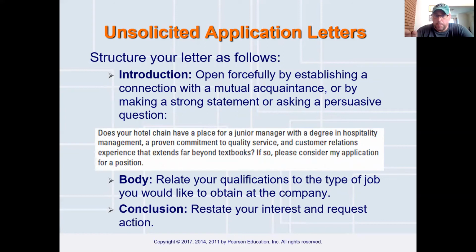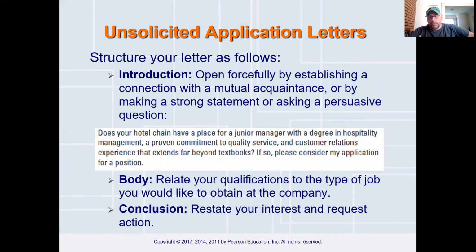Introduction: you want to make sure that you open forcefully by establishing a connection with a mutual acquaintance, if you have one, or by making a strong statement or asking a persuasive question. An example would be, does your hotel chain have a place for a junior manager with a degree in hospitality management, a proven commitment to quality service, and customer relations experience that extends far beyond textbooks? If so, please consider my application for a position.